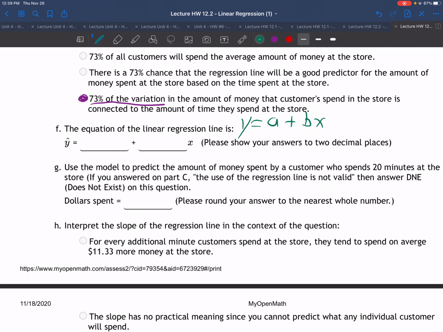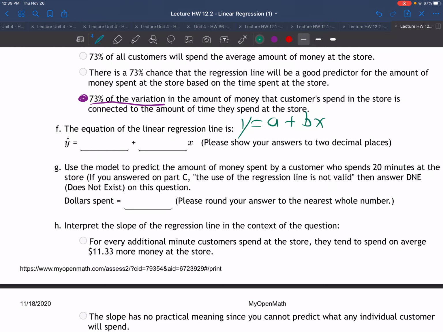I'm getting y equals, let me go back. It came out to be 155.83. They're going to spend, round your answer to the nearest whole number. Oh, they're going to spend $156. So they just want me to round to the nearest whole number of dollars. So they're going to spend about $156 if they spend 20 minutes in the store.